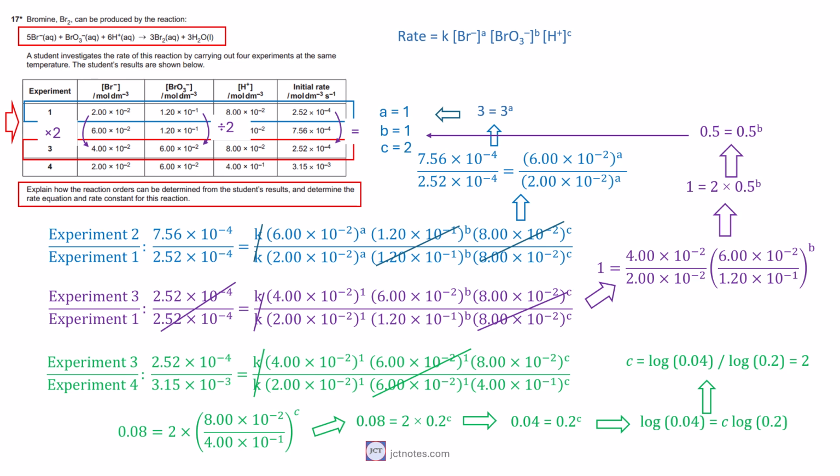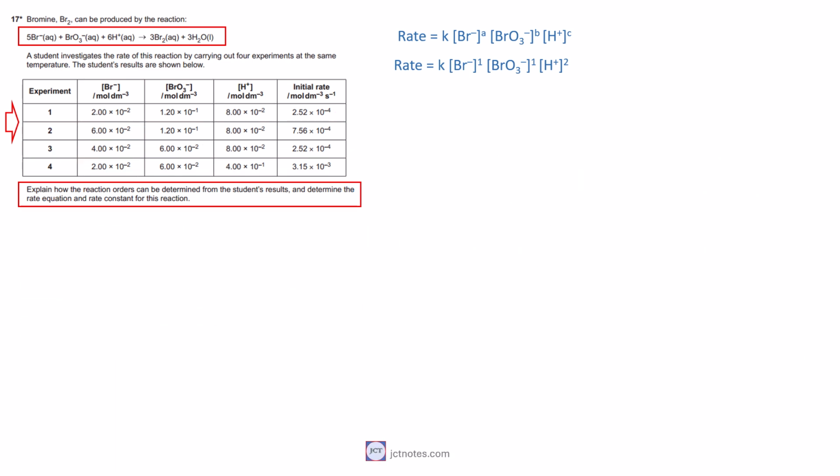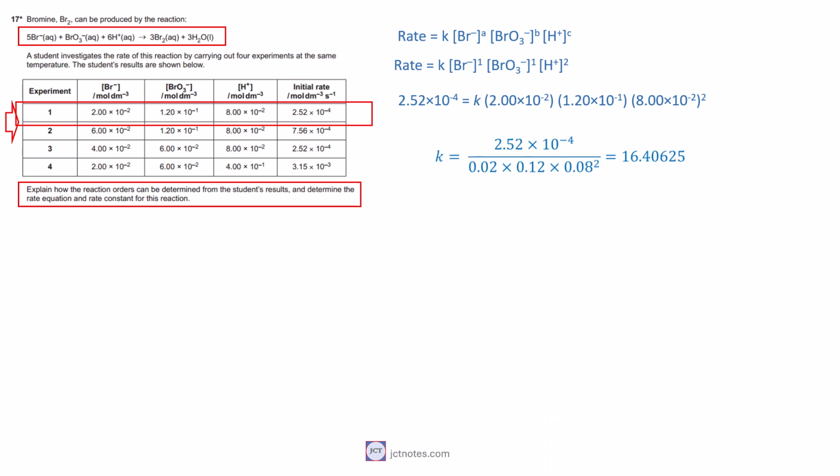We can replace the reaction orders in the rate equation. The rate constant can be calculated by using the data from any of the experiments. Taking experiment 1, I get a value of K equals 16.4.